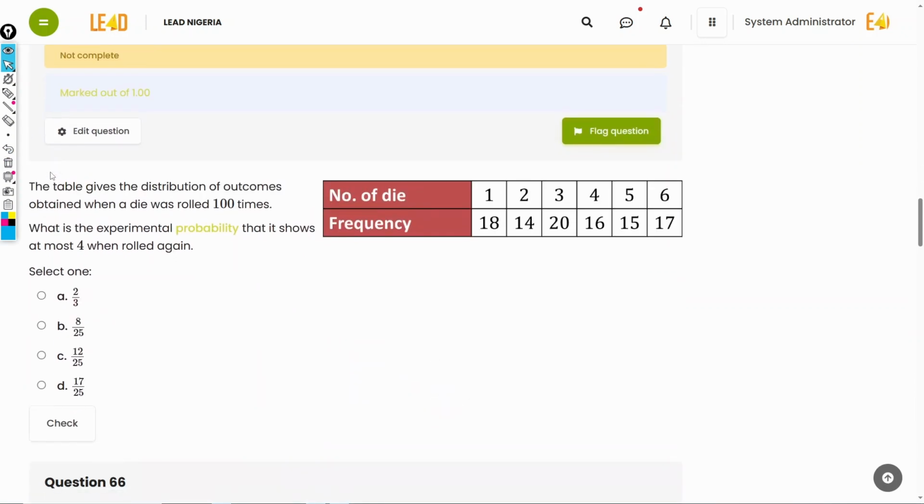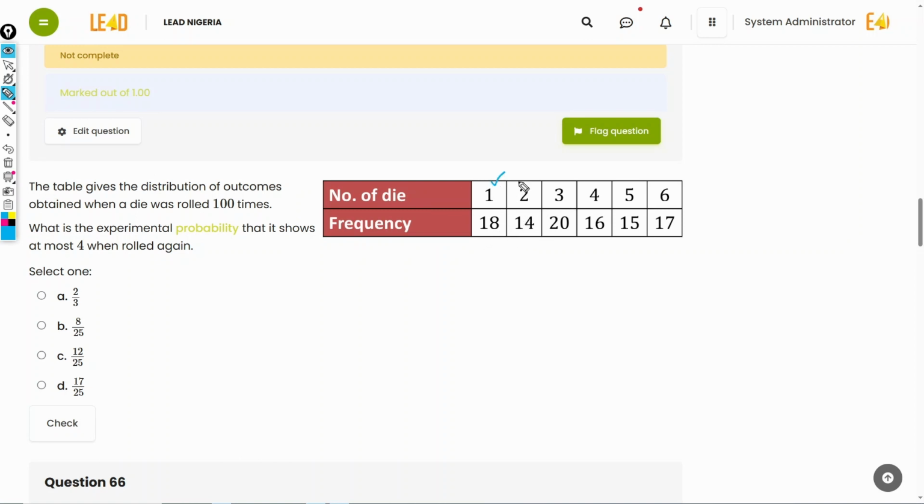All right, question 65. The table gives the distribution of outcomes obtained when a die was rolled 100 times. What is the experimental probability that it shows at most 4 when rolled again? So at most 4 means 4 and below, right? So we have to consider the experiment that was performed and check for that.